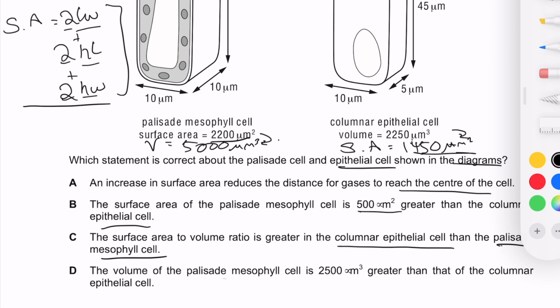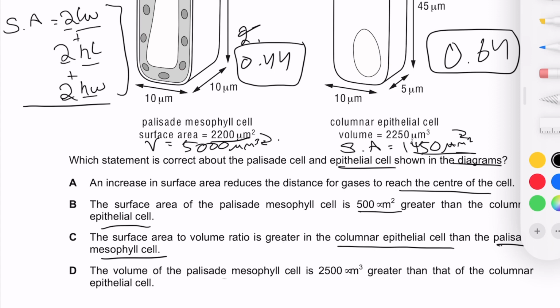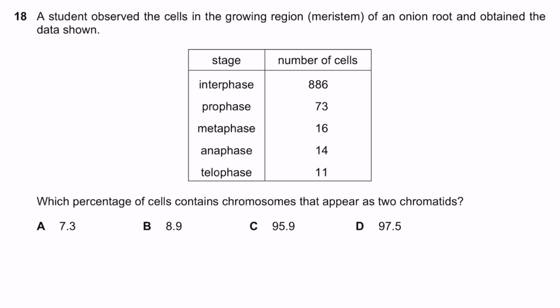So in this case, if I calculate the surface area to volume ratio for the palisade mesophyll cell, it will be 0.44. If you divide 1450 by 2250, it should be 0.64. So which one has a greater surface area to volume ratio? It is greater in the columnar epithelial cell. That's true.